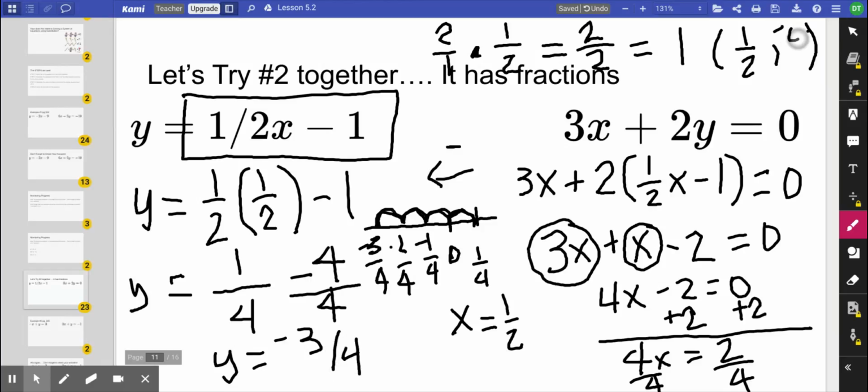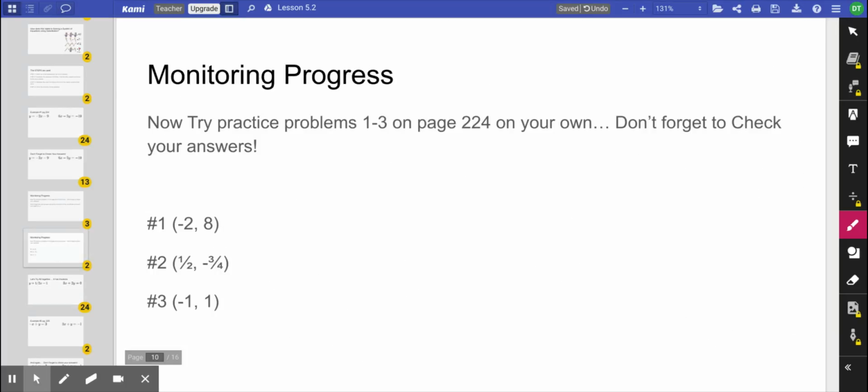And so our coordinate is, my stylus is not working very well here, 1/2 comma negative 3/4. All right, so we'll go back to those solutions. Negative 2 comma 8, 1/2 comma negative 3/4, and negative 1 comma 1. And if you checked your answers, all of those should have been correct.